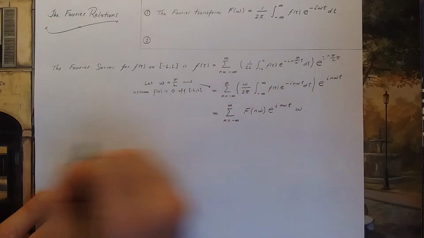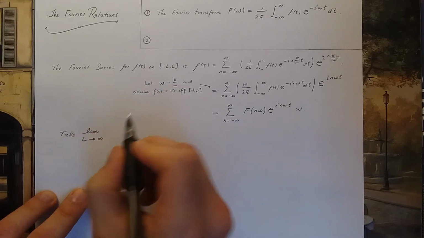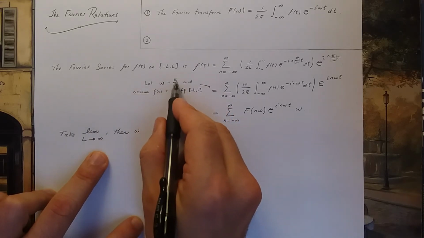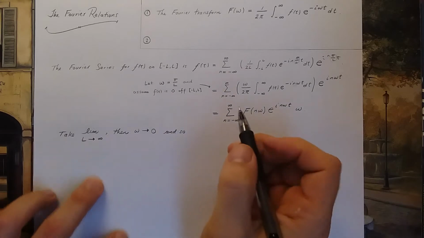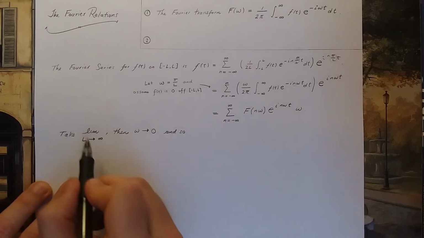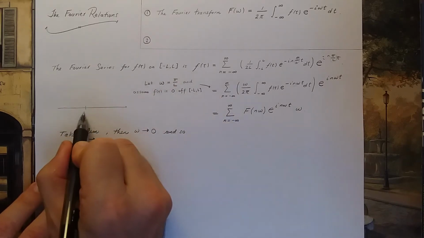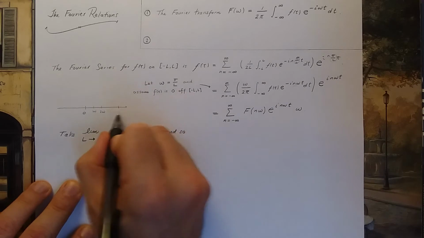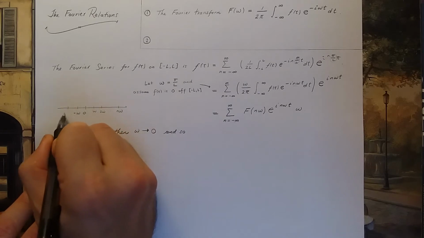So what I'm going to do next is take the limit as L goes to infinity. Then we see that omega, which is pi over L, has to go to 0. Furthermore, maybe I should draw a number line here. Think about what's going to happen to n omega. So if I have a number line, omega is some positive number. So here's 0 on the number line. Here's omega, 2 omega. I'm going to get n omega for any integer n. I'm going to have negative values as well, so negative omega, negative 2 omega, and so on.